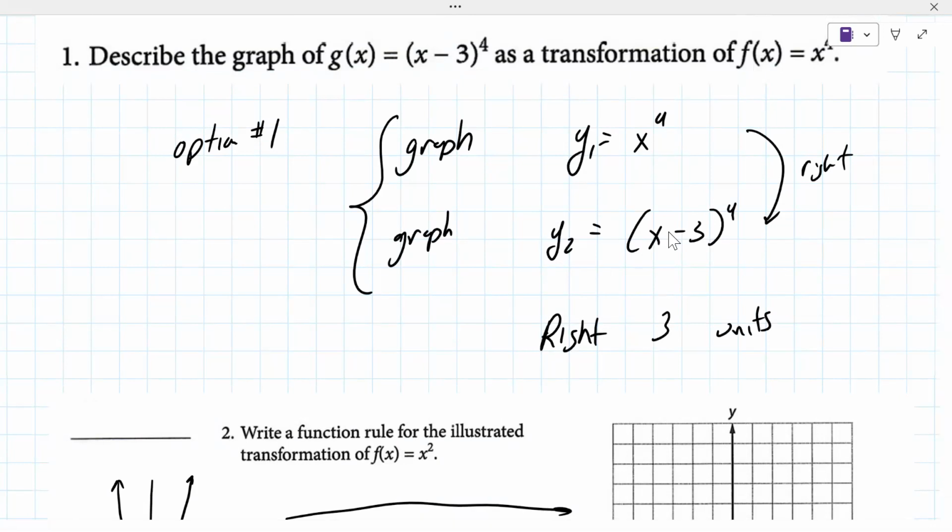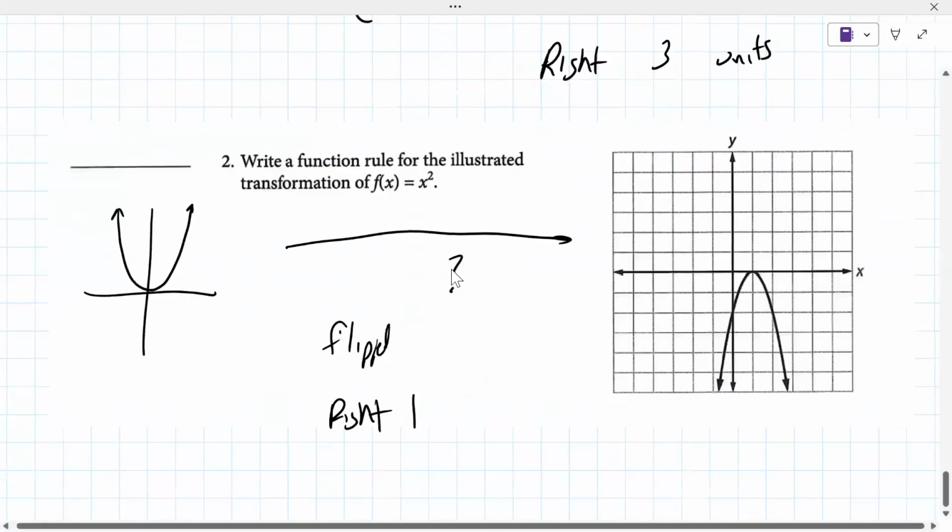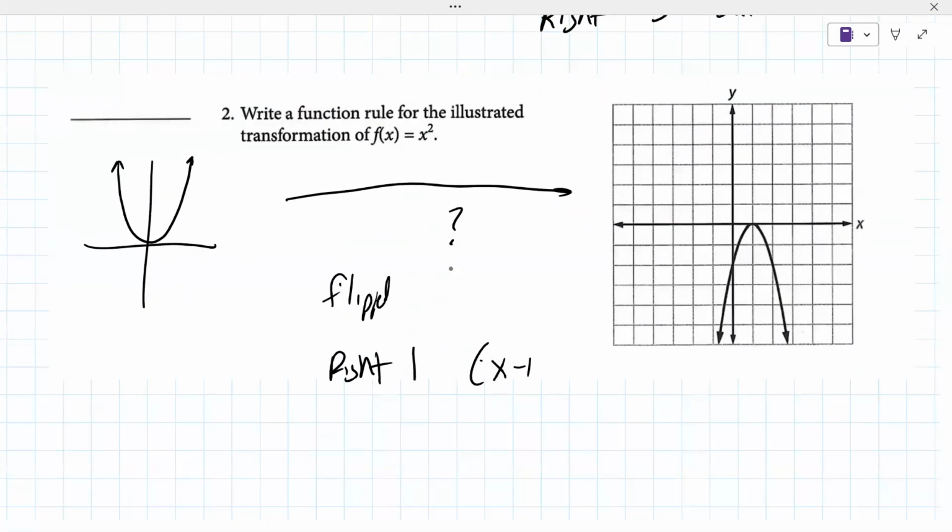Parentheses x minus one to the power of four. Good, good, good. Yeah. So that's parentheses x minus one squared. The flip, any idea what that is? No. So that's putting a negative in front. Okay.